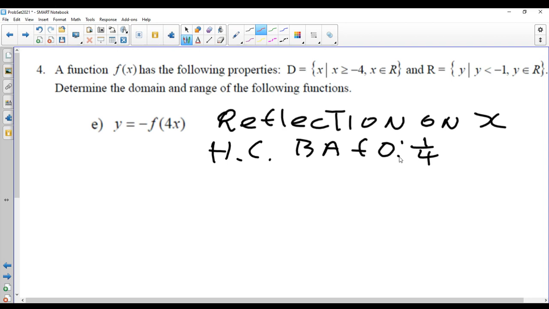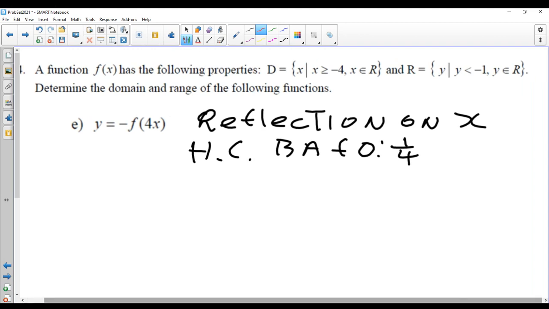Okay, so before we go any further, let me hear what this affects. That's the question that we need to answer. All right, what is this going to affect? So let me see what Sahil thinks. Reflection on the X is going to affect the what? Correct. How about the horizontal compression? Is going to affect the X. So one affects the Y, one affects the X. Absolutely correct.